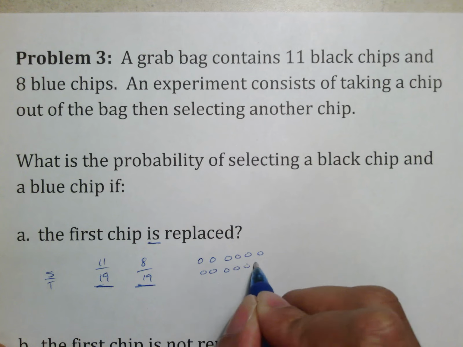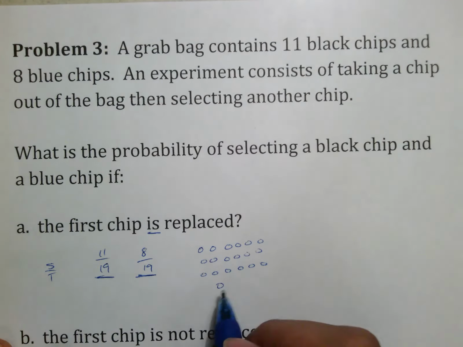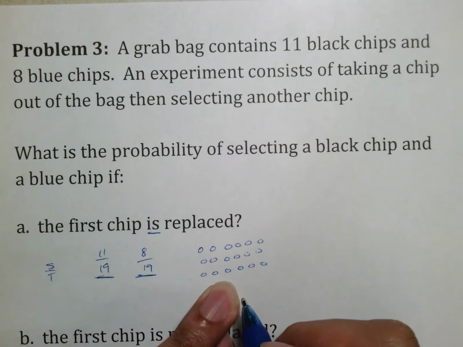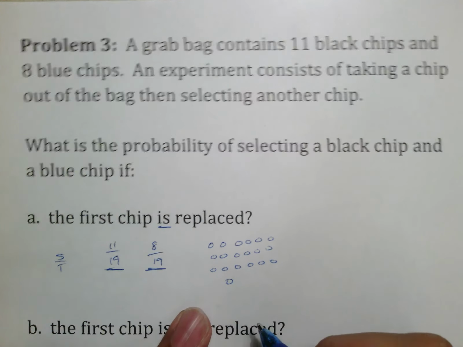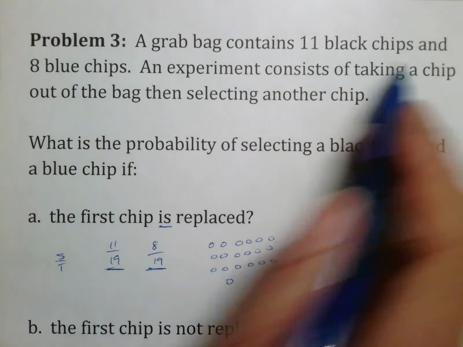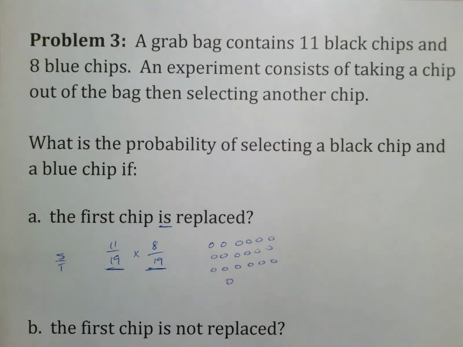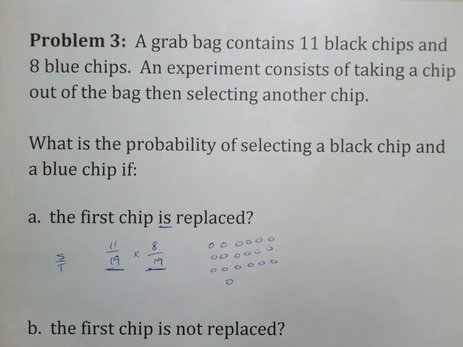8, 9, 10, 11, 12, 13, 14, 15, 16, 17, 18, 19. So again, what I did was I drew this chip out, which put us down to 18, but then I put the chip back in the bag to choose from, which is why you're still at 19. Alright? But again, this is and, a black chip and a blue chip, which means we're going to multiply. So we do 11/19 times 8/19, which is 0.24.